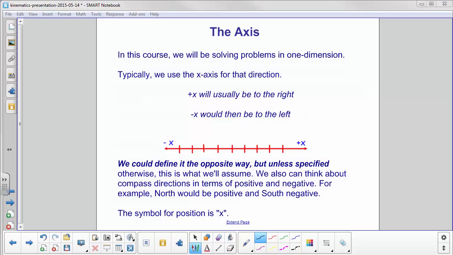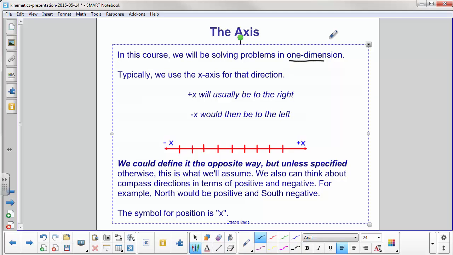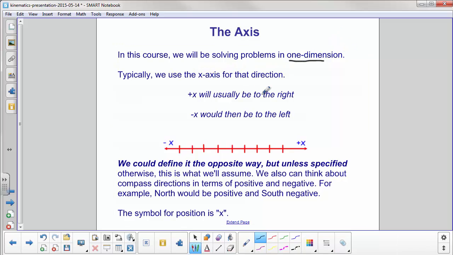For this course, for this algebra-based physics course, we're only going to be solving problems in 1 dimension. Typically, we're going to use the x-axis, the horizontal axis. Positive x will be defined as to the right. Negative x is going to be defined as to the left, just like the number lines you did in grade school. We could absolutely define it any way you want, but we're going to agree to use this convention. Positive is to the right, and left is negative.